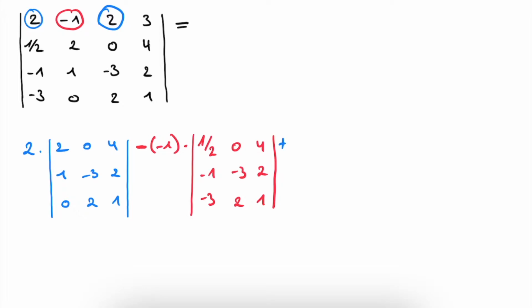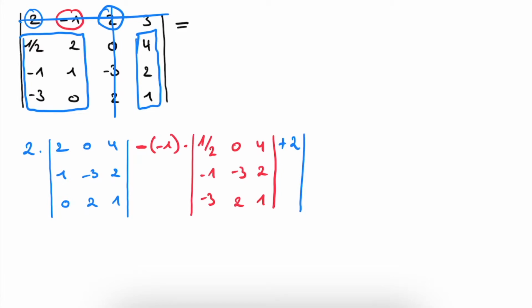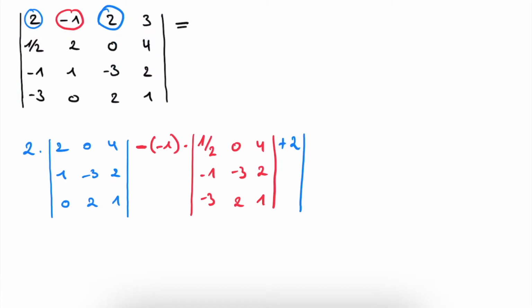Here again, we get a plus 2 times the determinant that remains if we ignore the column and the row of which this 2 is a part of. Now we get that these 6 numbers and these 3 numbers will make up our determinant that we have to multiply by this 2. This means that we get the determinant of 1/2, 2, 4, -1, 1, 2, -3, 0, 1.